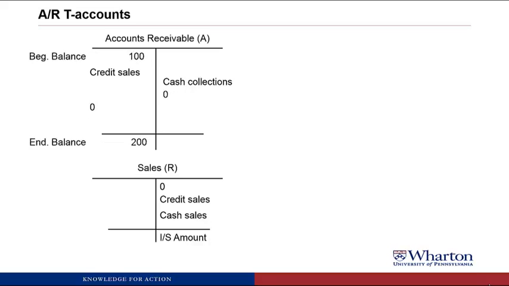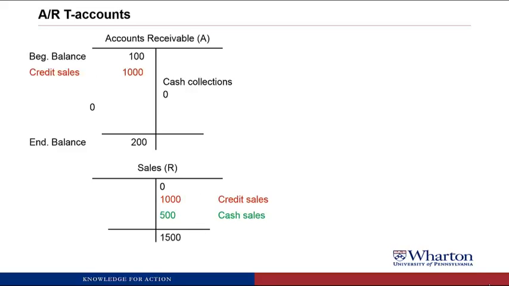We're going to add a beginning and ending balance: 100 for the beginning balance, 200 for the ending balance. We're going to say cash sales are 500 and credit sales are going to be 1,000. So total sales are 1,500. Now that we've assumed write-offs and recoveries are 0, the only thing missing in the accounts receivable T account is cash collections on accounts receivable, which is going to be 900. So 100 plus 1,000 minus the ending balance of 200 gives us cash collections of 900.